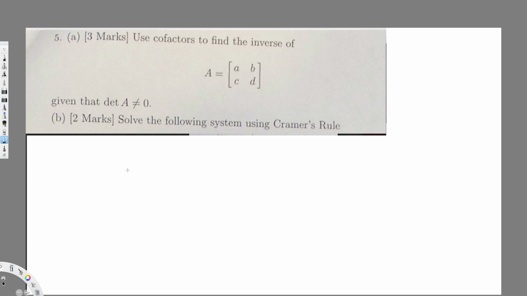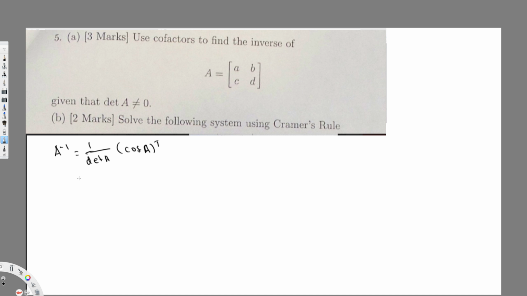Guys, we have this question right here. It's asking use cofactors to find the inverse of A. So what they are asking to find is A inverse. There's a general formula for this one. A inverse is equal to 1 over determinant A multiplied by cofactor A transpose. So this is the general formula.